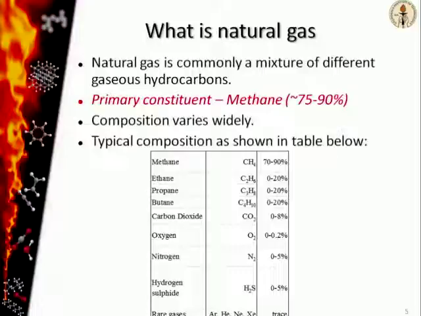The typical composition is as shown in the table here. Most of it is comprised of methane, and then you also have other hydrocarbons, including ethane, propane, butane, some other elements, carbon dioxide, oxygen, nitrogen, and some trace amounts of rare gases.